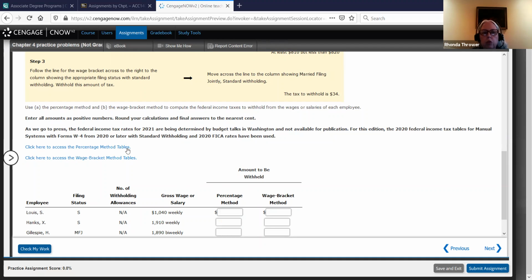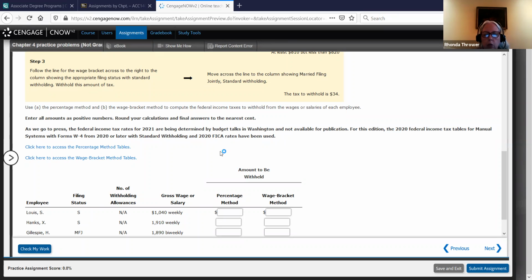What you want to be sure of is to read your instructions carefully and to make sure that you use the correct tables. The correct tables that we will be using for this are the 2020 federal income tax tables for manual systems with forms W-4 from 2020 or later with standard withholding. And the 2020 FICA rates have been used. We talked about FICA rates in the last chapter.